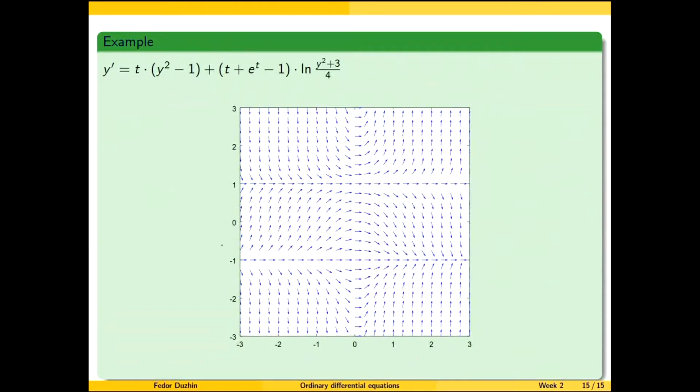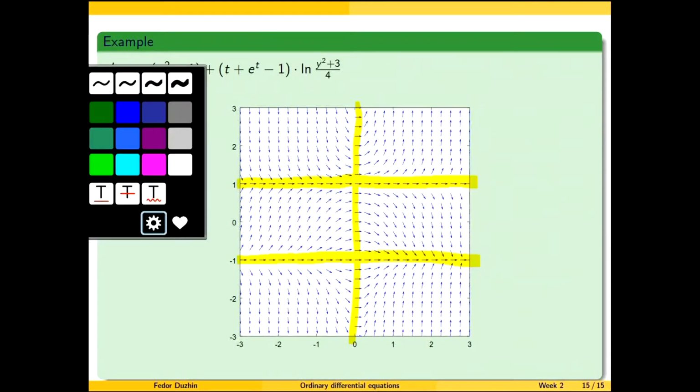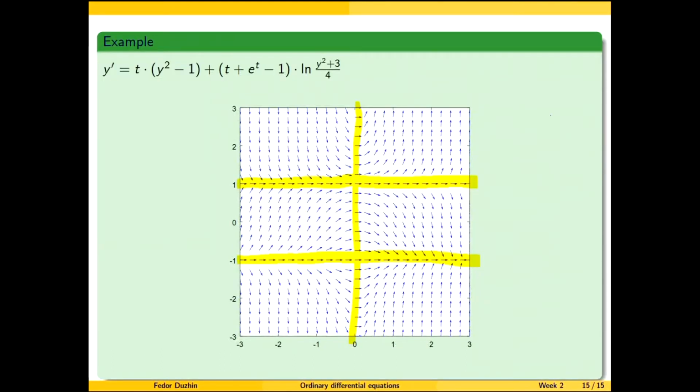And finally, one more case. So this is kind of complicated. But in any case, if we look at the direction field and the set of zeros of the direction field, all the horizontal arrows live along this horizontal straight line, along this horizontal straight line, and along this vertical straight line. So this is actually the correct structure of the set of zeros of the right hand side. Since it has the structure of two horizontal lines and one vertical line, by looking at the direction field, we see that it may be separable.